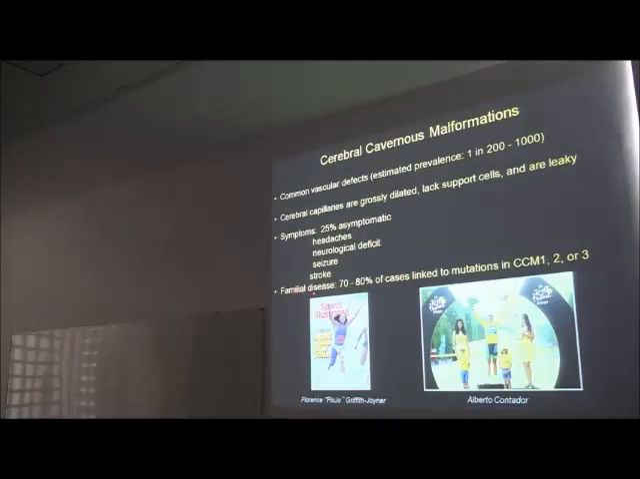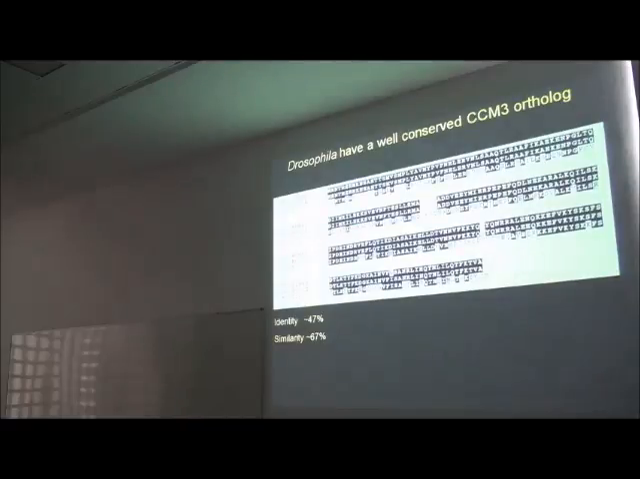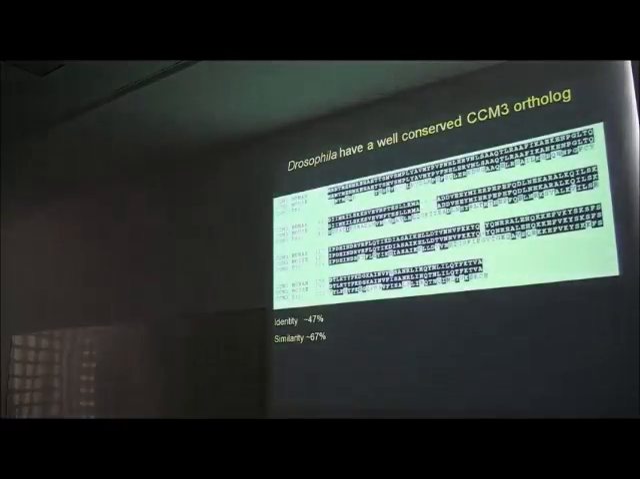And there are familial as well as spontaneous forms of the disease. And the familial forms, they used to say 70 to 80% of familial forms were linked to mutations in one of 3 genes. People now seem to think that, in fact, all familial forms can be associated with mutations in one of these 3 genes. CCM3 is the only one of those proteins that's conserved in flies, but there's a nicely conserved ortholog.